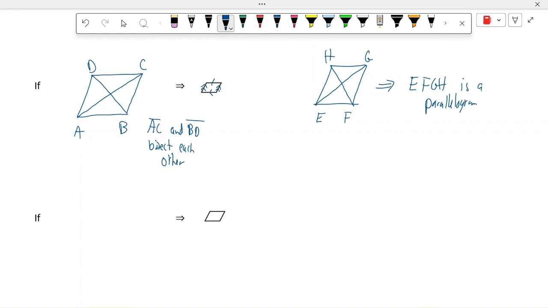And this is kind of a clunky one, in my opinion. It is helpful for solving problems, but for proofs, I don't like this one as much because notice I didn't put any symbols on here. I need to say that HF and GE bisect each other. If they bisected each other, that means that this would have been the midpoint. If this is the midpoint, that means that these little segments and these little segments are equal to each other. That would be true.